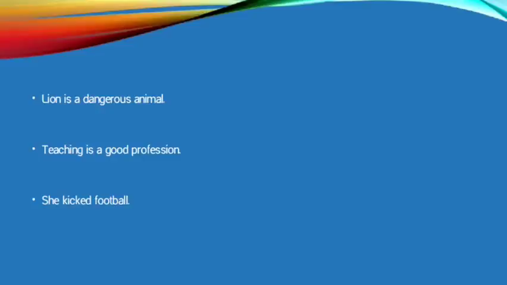Students ask: we are getting the answer of what or whom even though you are saying that the object is not there. Why so? Let's have an example. Lion is a dangerous animal. Now if you ask what is a dangerous animal, you are getting the answer, lion. But I am saying that that's not an object. Why? Because this is the place of the subject. If you are getting the answer of what or whom in the subject place, that does not mean it's an object.